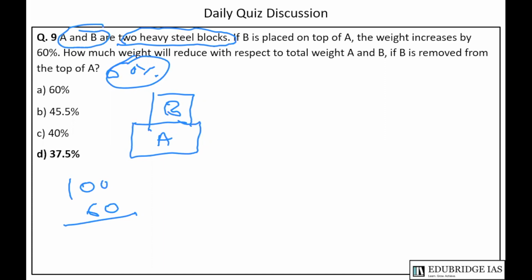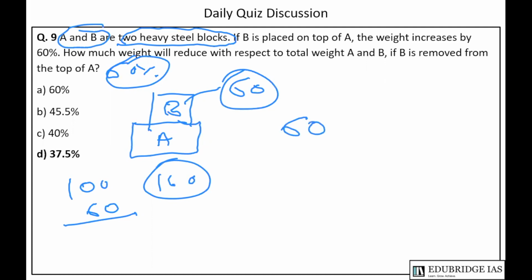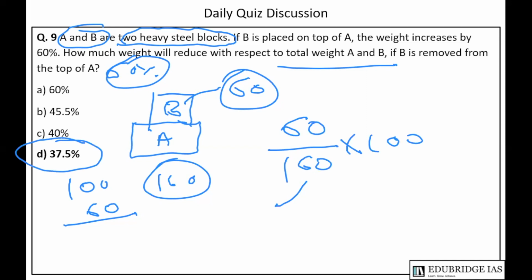Total weight of A and B is how much? 160. If we remove B from the top of A, how much weight is reduced? 60. So we have to calculate the percentage reduction in weight. So it will be 60 upon 160, because this is the total weight of A and B, into 100. This will come out to be 37.5 and D will be the answer in this case.